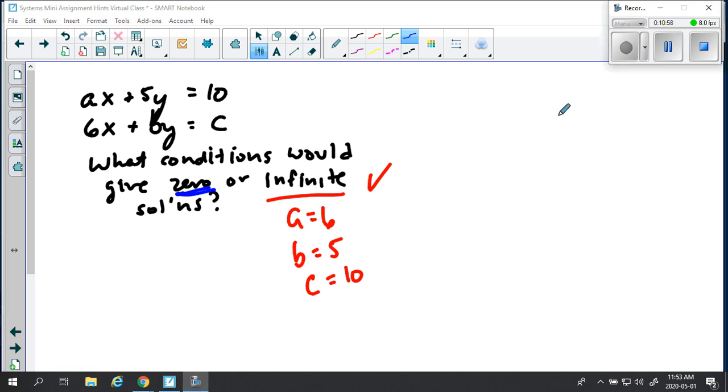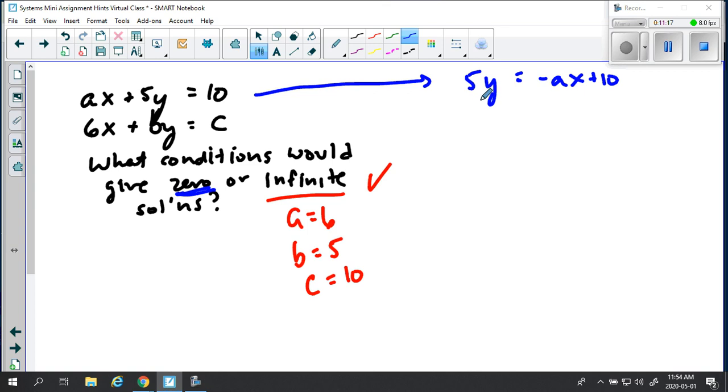So in order to determine if they have the same slope, we do have to convert them into slope-intercept form. Okay. So if I take the first one, I'm going to try and isolate for y. So I'll have 5y is equal to negative ax plus 10. And then I divide by 5 like this, and I'll have y is equal to negative a over 5 x plus 2.